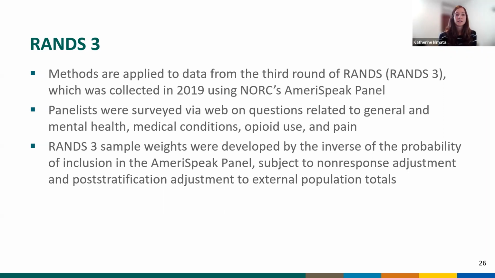The panelists were surveyed using web-only administration on the survey and asked various questions related to general mental health. We have information on medical conditions, chronic conditions, opioid use, and pain. And we also, as I mentioned, will look at asthma, which was a variable on that survey. RANDS 3 does have sample weights, and these are developed by using the inverse of the probability of inclusion in the AmeriSpeak panel. And they're subject to non-response adjustment and post-stratification adjustment to external population totals. So we do have some weights which we'll use as our baseline for evaluating RANDS along with the propensity score adjustment.